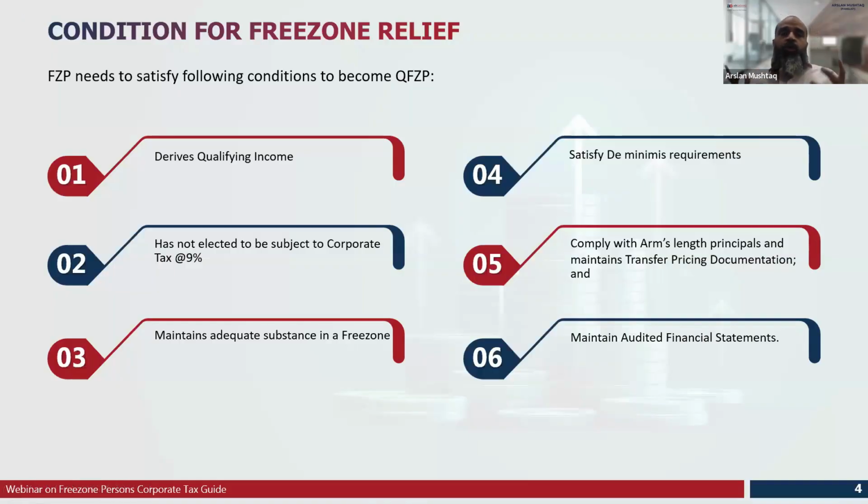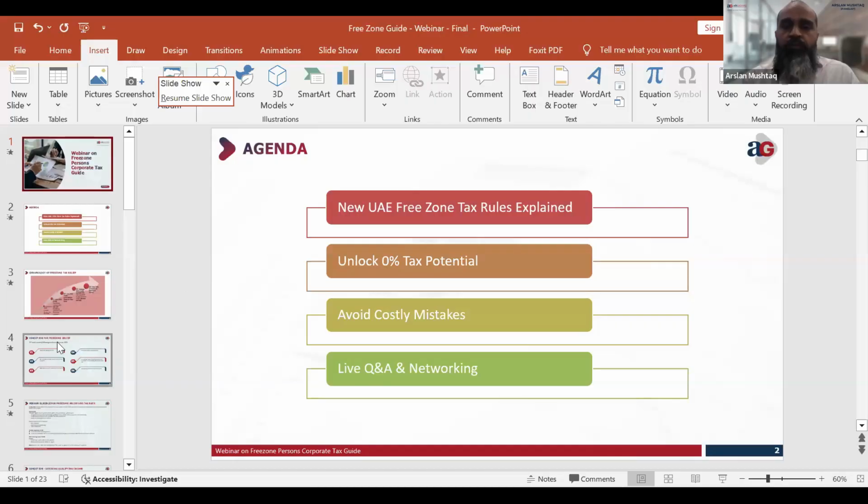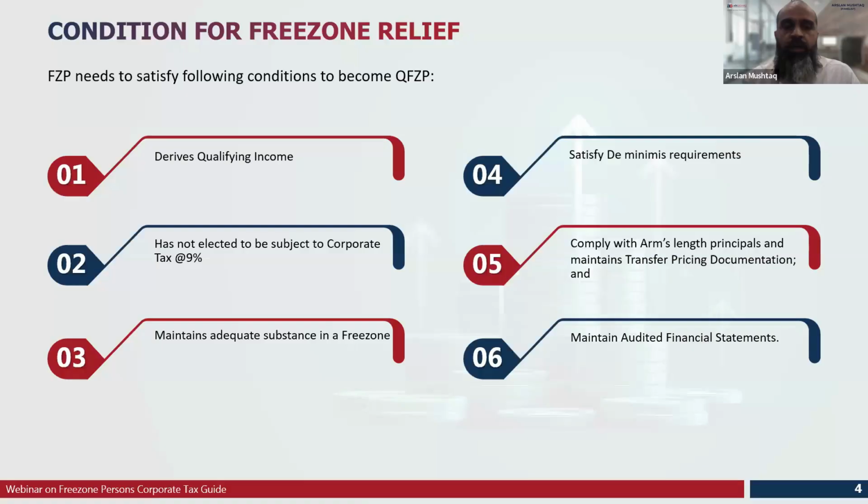So I'm just going to quickly touch upon the conditions which are there. These conditions were there as well, so I'm quickly going to cover those. A company, a qualifying free zone person, needs to be in the free zone. It needs to derive qualifying income from the qualifying activities. They must not have elected for paying corporate tax at 9%.